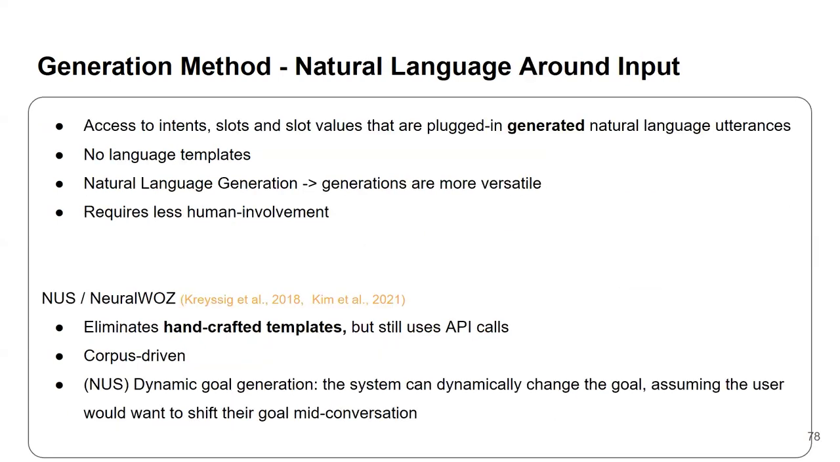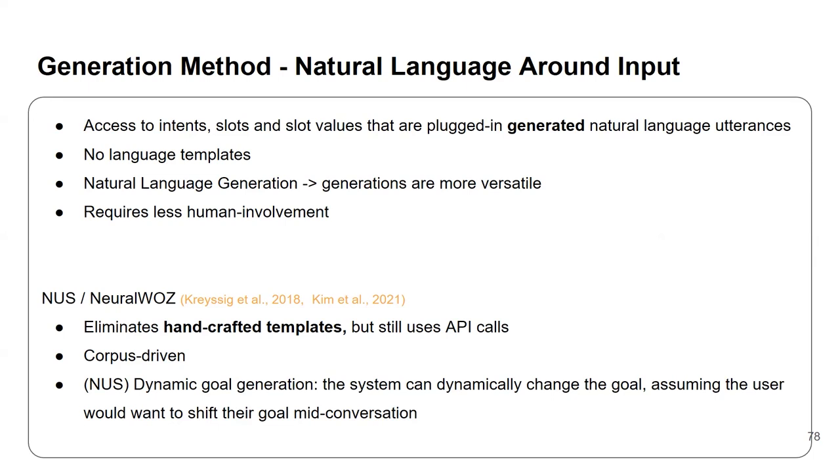Now, the second way of generating TOD data is building natural language around input, so around the entities, slots, and values that you sample from the knowledge graph. Here we have multiple papers. We have, for example, NUS and Neural Walls, which are quite similar to each other. What they bring new to the table is that we moved away from templates. So we already eliminate handcrafted templates or outlines, which is great, but it still needs to use API calls. It is much more corpus driven because now we don't have those rules. We need to actually use data for training.